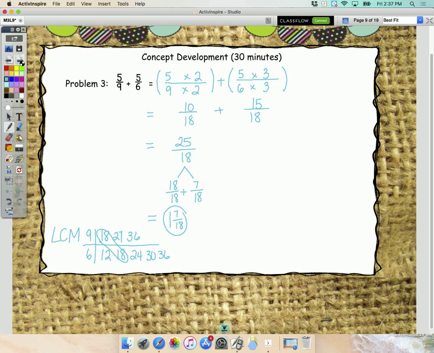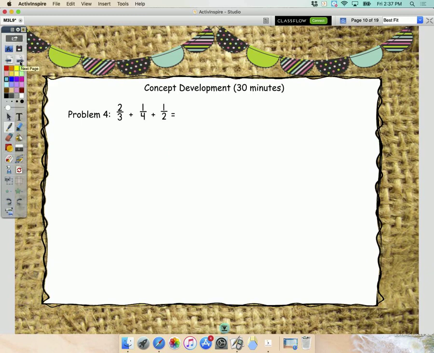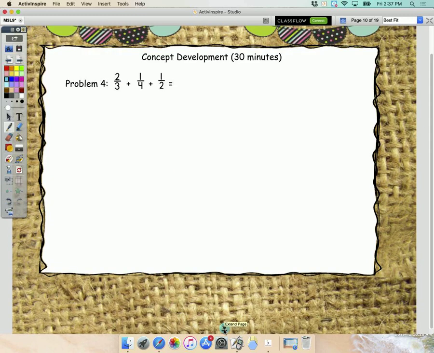Let's take a look at the next problem. This is the last one for today. I know, not very long, is it?